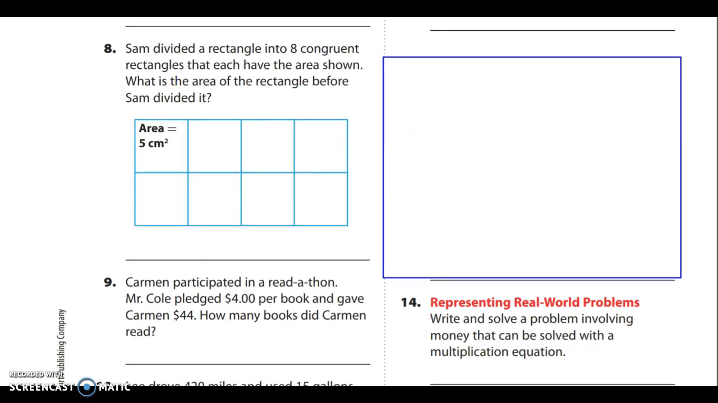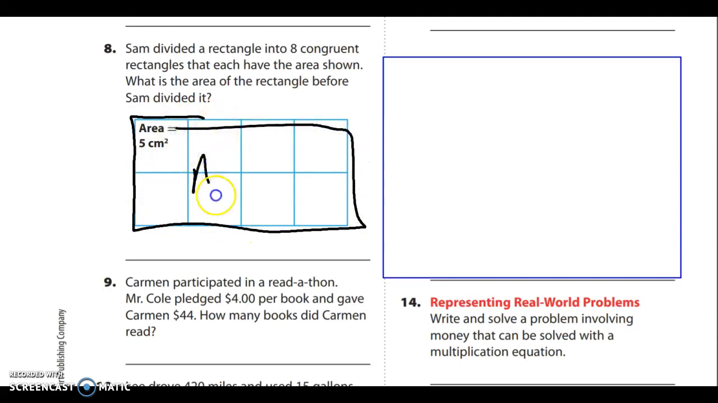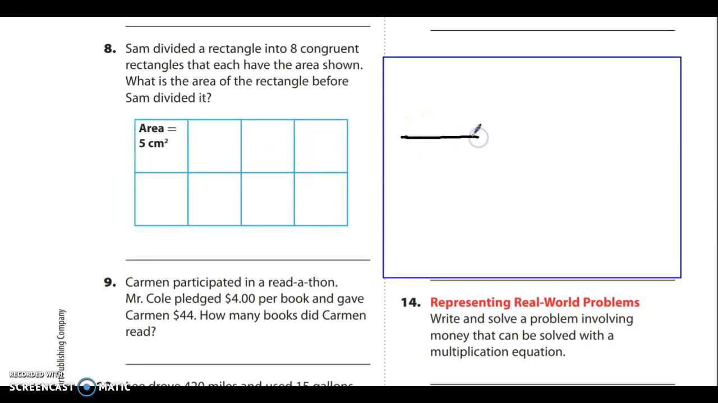Sam divided a rectangle into 8 congruent rectangles that each have the area shown. What is the area of the rectangle before Sam divided it? So the area of the whole thing would be like if this was just one big rectangle right here, what's the area? We don't know that. But what we do know is that that area was divided by 8, because you can see that it was divided into 1, 2, 3, 4, 5, 6, 7, 8.